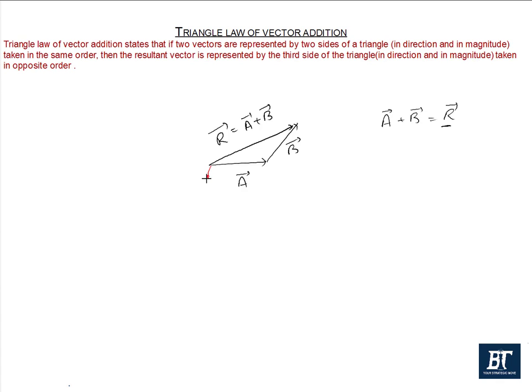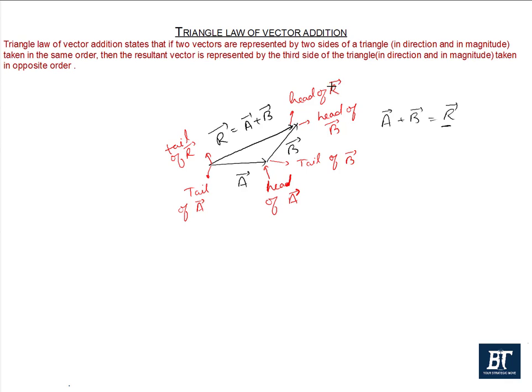This point over here is the tail of vector A. This point is the head of vector A. This point is the tail of vector B. This point is the head of vector B. This point over here is the tail of resultant R, and this point over here is the head of vector R. This will help us in understanding the triangle of vector addition more clearly.